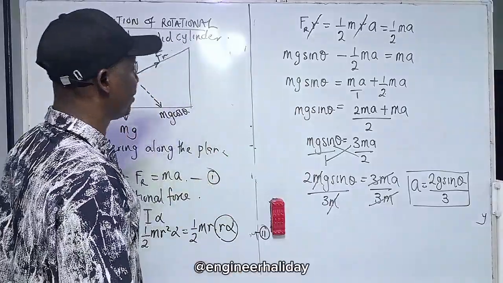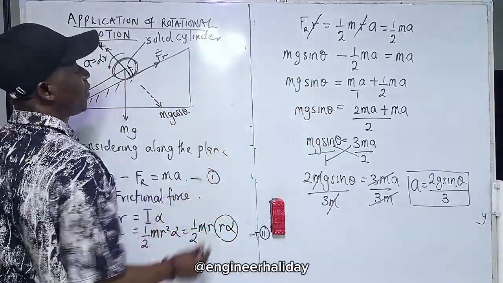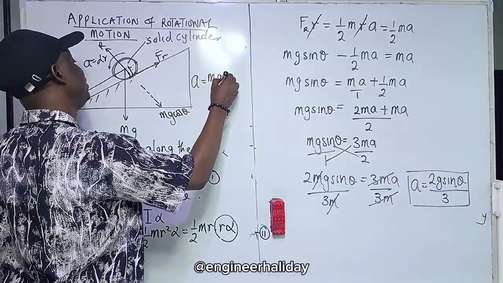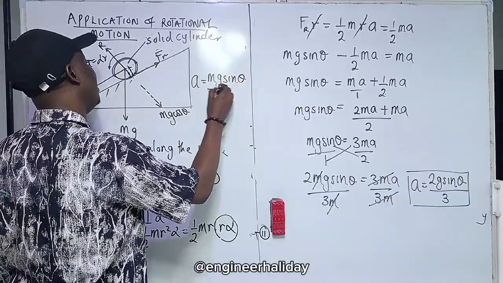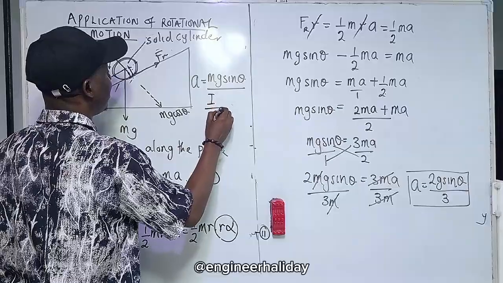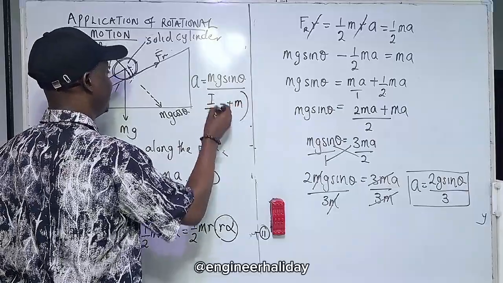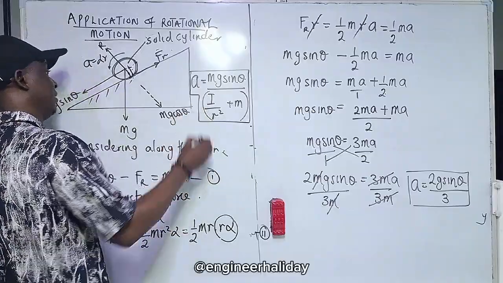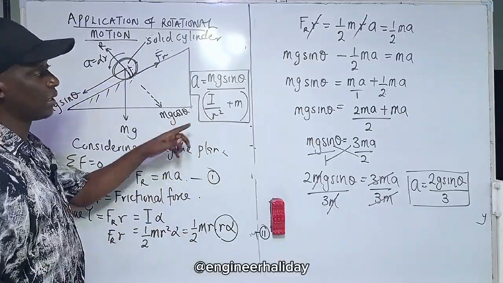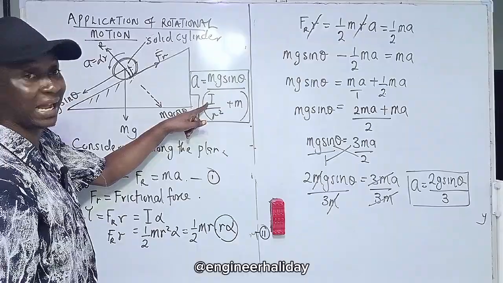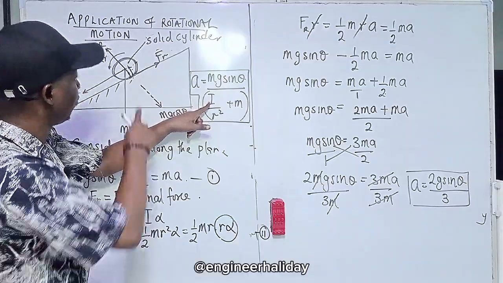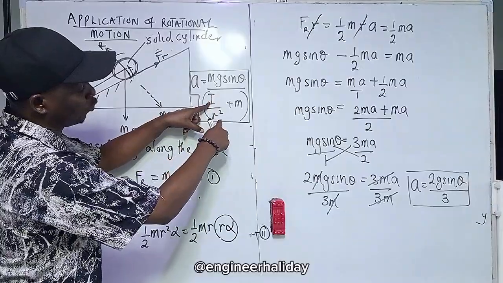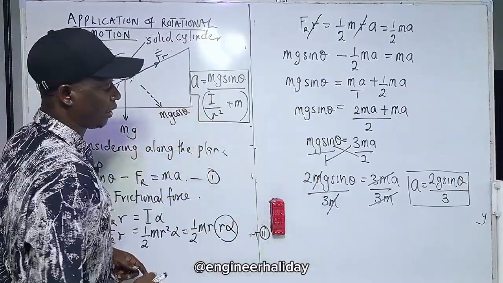Now I want to give you an assignment, those that are watching us now. I can write this formula as A equal to what? Mg sine theta over I over R square plus M. This is the general formula here. For the formula I just gave, you can write it this way. Any shape can enter here. If you put, for a solid cylinder, 1 over 2 MR square here, you are going to have that formula.